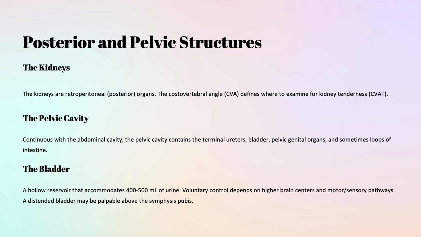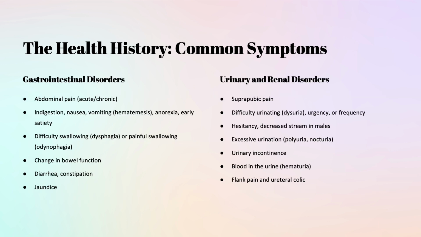Sometimes, for example, those with prostatic disease, in which there is urinary retention, could have a very distended bladder, and sometimes it could be palpable above the symphysis pubis. So we could group the complaints for the abdominal system into the gastrointestinal disorders and the urinary or renal disorders. So for the gastrointestinal disorders, we could have the following. And we're going to discuss each of them in turn, starting with abdominal pain.